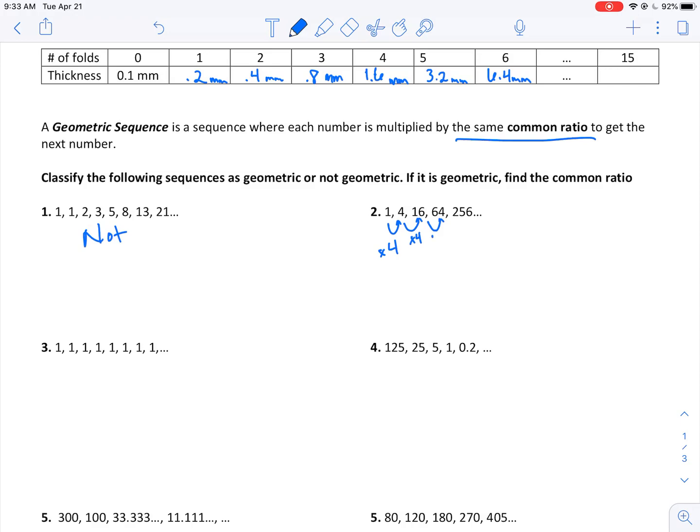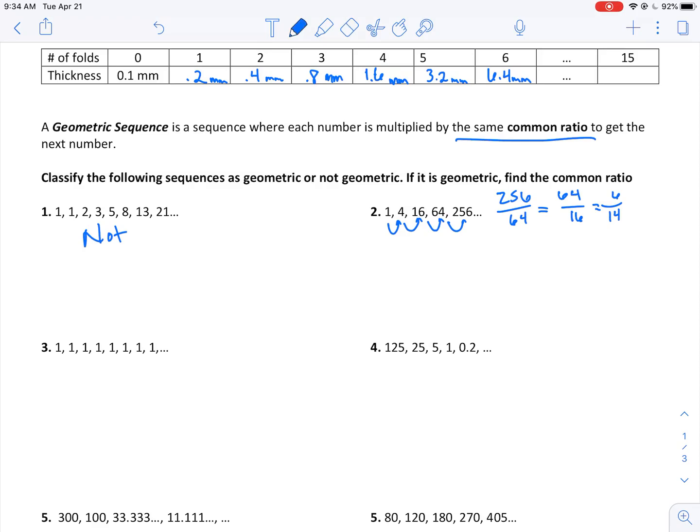Okay, let's try number 2. What do I multiply 1 by to get 4? Well, 1 times 4 gets me 4. And 4 times what gets me 16? Well, 4 times 4 gets me 16. 16 times 4 gets me 64. 64 times 4 gets me 256.